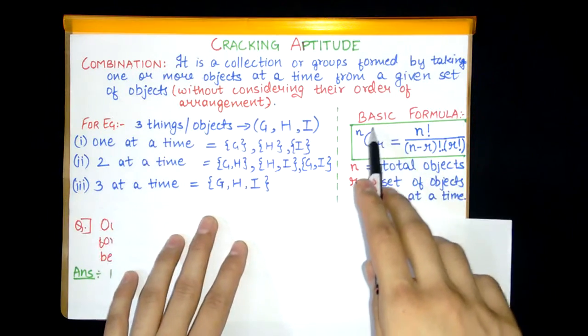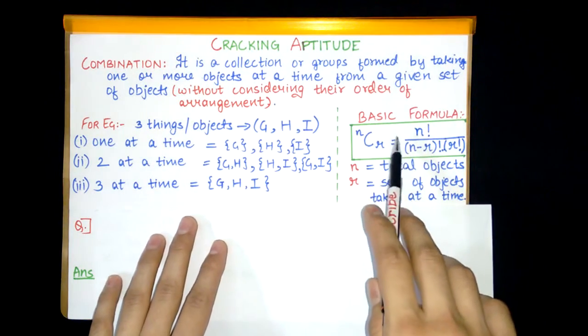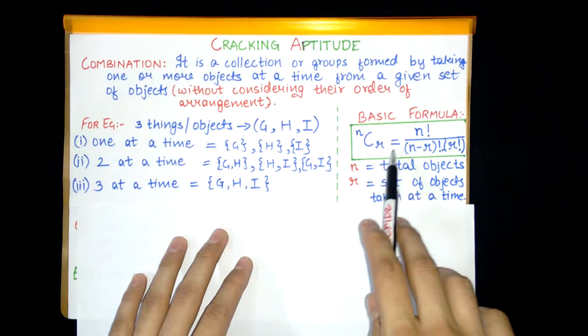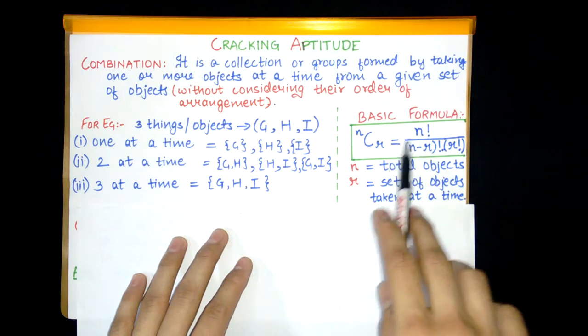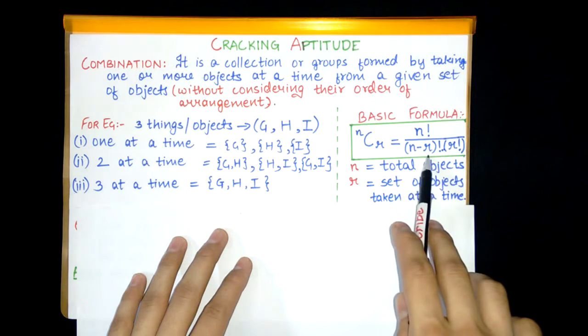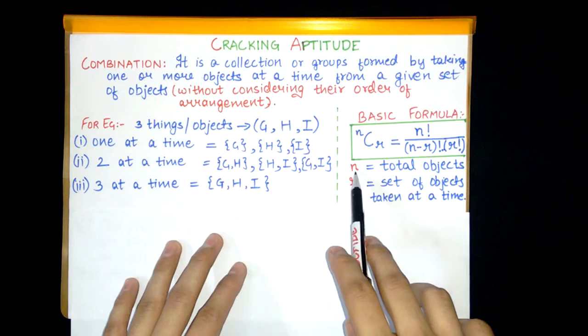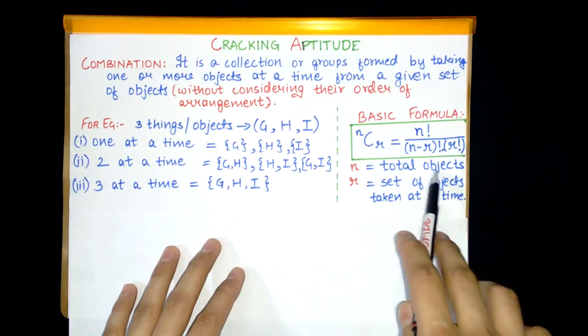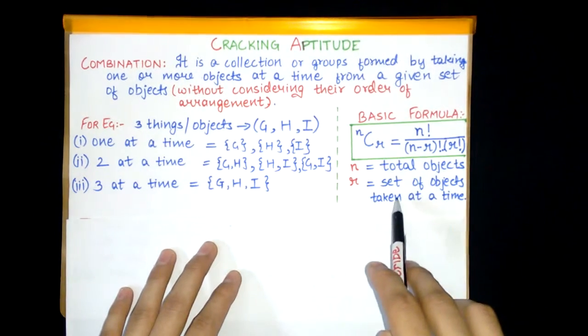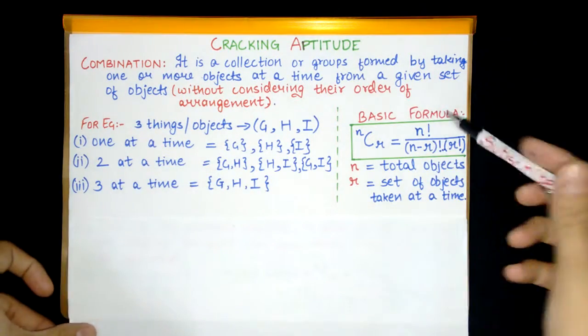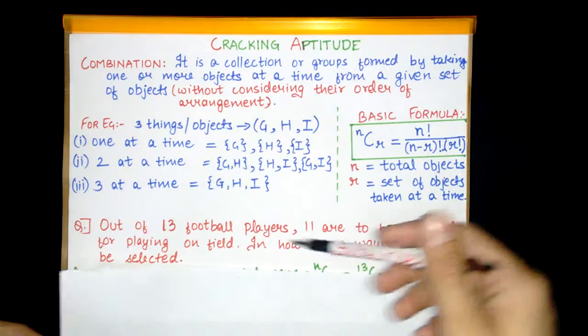So the basic formula of combination is nCr, and that would be represented as n factorial divided by (n minus r) factorial into r factorial. Here n is the total number of objects and r is the set of objects taken at a time to form different combinations. Let's understand this formula by taking an example.